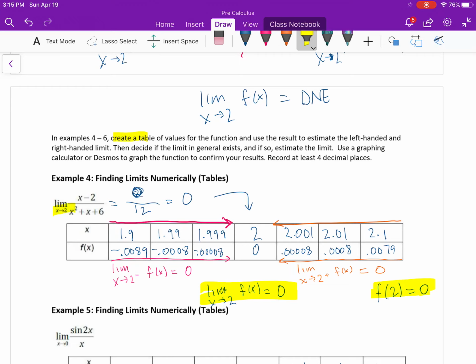Okay, so at this point, pause your video. Go ahead and work on examples 5 and 6. And when you have finished, unpause to see the solutions and check your work.